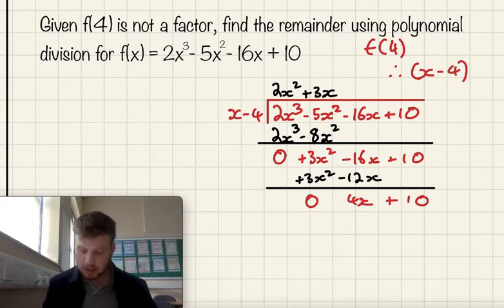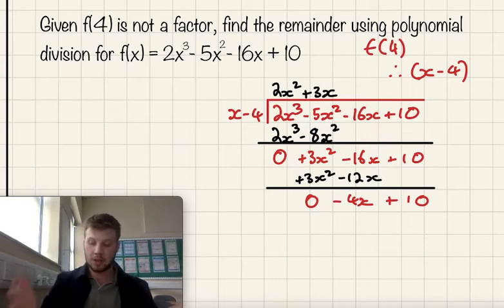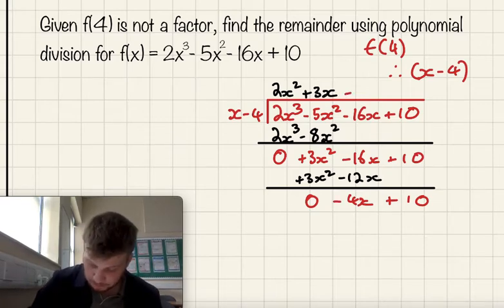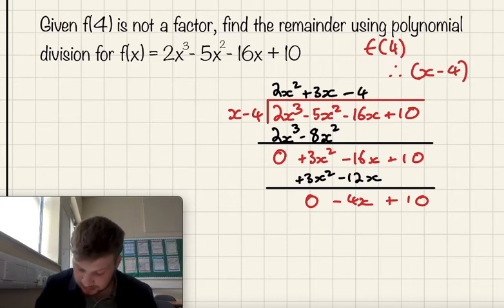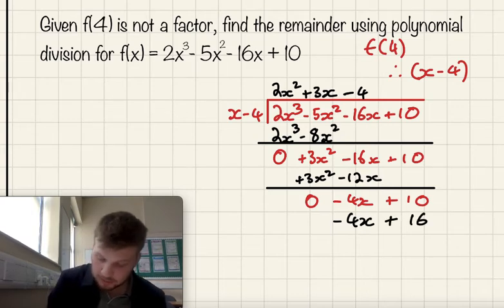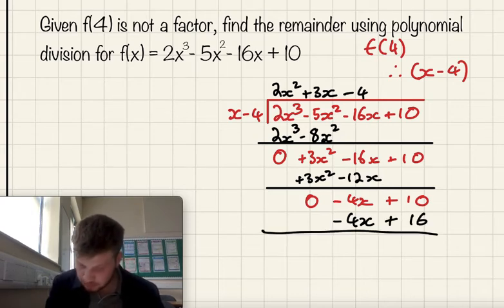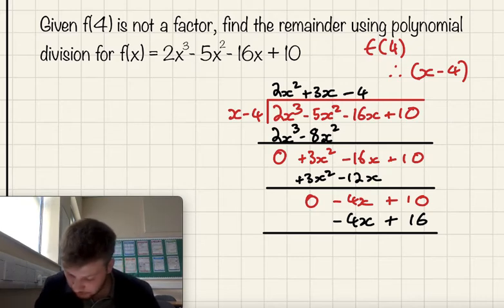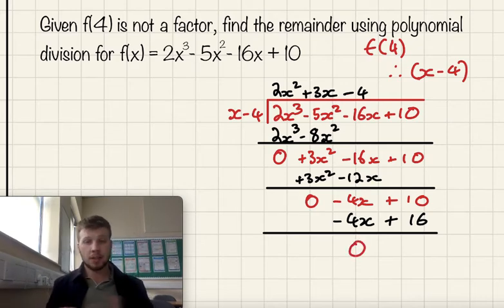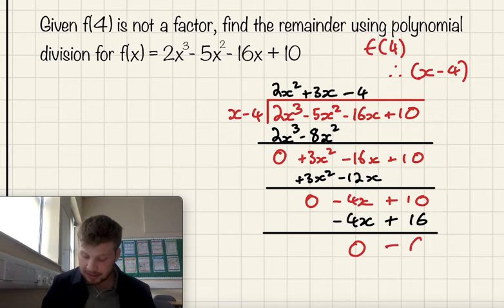Negative 4x plus 10. So what am I going to have now? Well, I'm going to have a negative 4. Negative 4 times x is negative 4x, which is the reason I had it. But then it's going to give me plus 16. So looking at my final line, I'm going to get a 0 here. However, positive 10, take away 16, is going to give me negative 6.